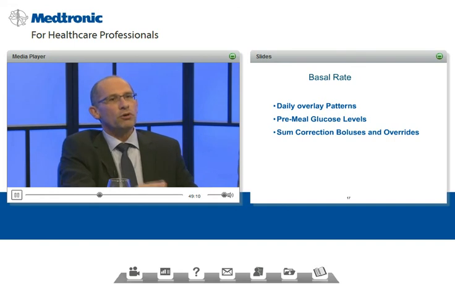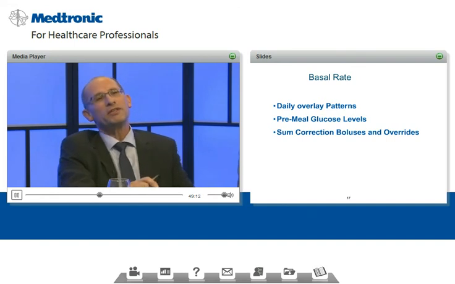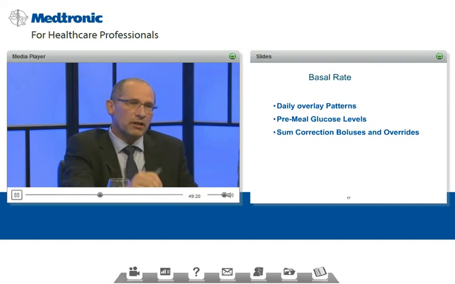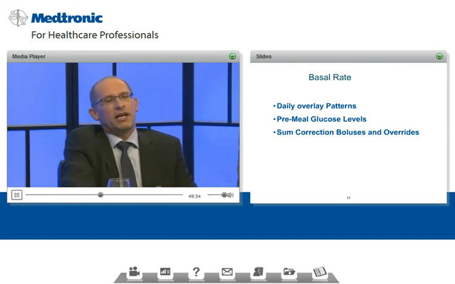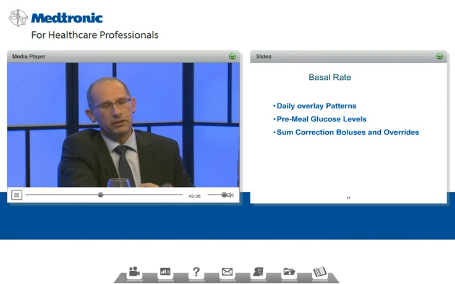The sum of correction boluses and overrides also gives you a quantitative assessment of how far the basal rate is from what it needs to be. This is not clearly only the basal rate, it's the basal rate and the boluses, but it gives you some kind of quantitative assessment. If the patient needs to add a lot of corrections in each of his boluses, and the sum of the corrections is high, that means he's missing a lot of units in his basal rate program.